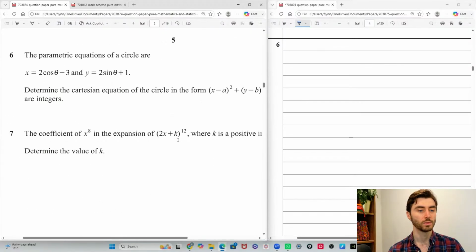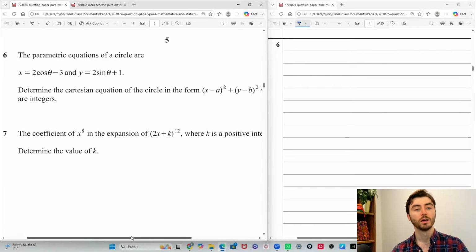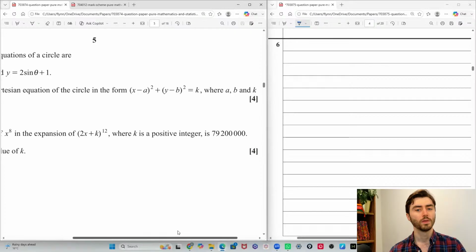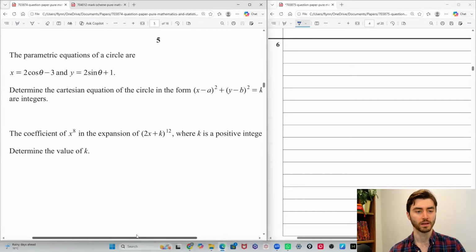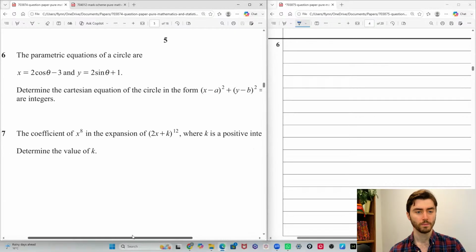Question 6. So we have a parametric equation of a circle. Determine the Cartesian. Well, this is more of a further math thing. But what you can do... No. This is totally legit. This is totally legit.